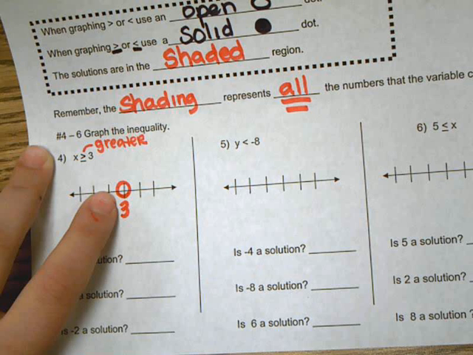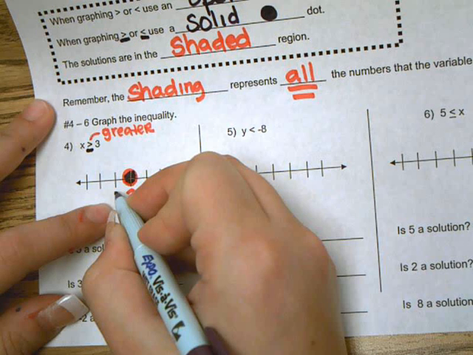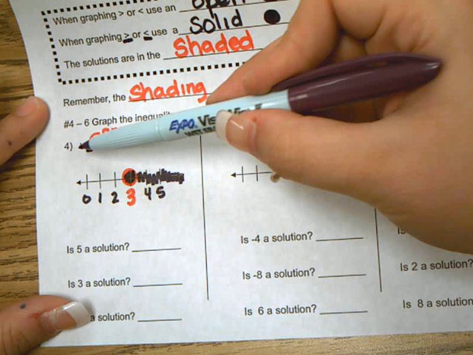So I'm going to shade the side of the graph where all the answers are. Like x could be 4, because 4 is greater than or equal to 3. X could be 5. X could be 6. Number lines go on and on. So is 5 a solution? If you look at your graph, the answer is yes, because it's in the shaded part. Is 3 a solution? So 3 is, because it's in the shaded circle.